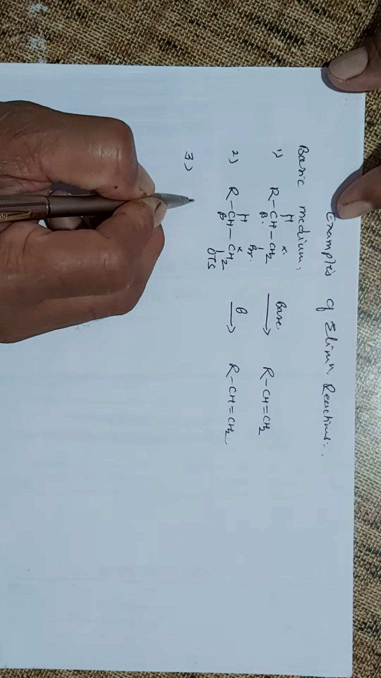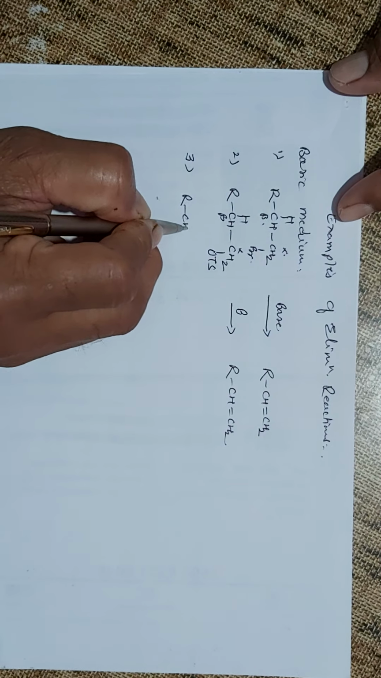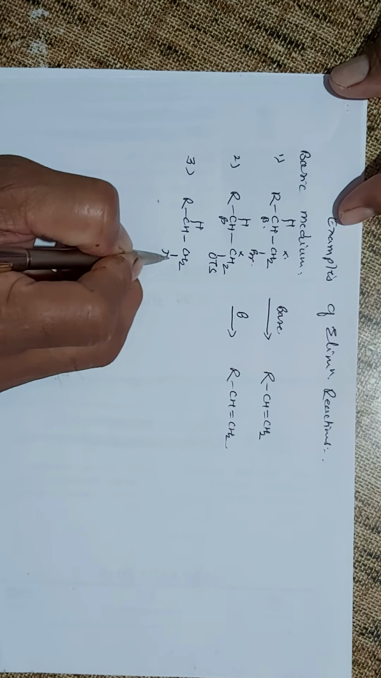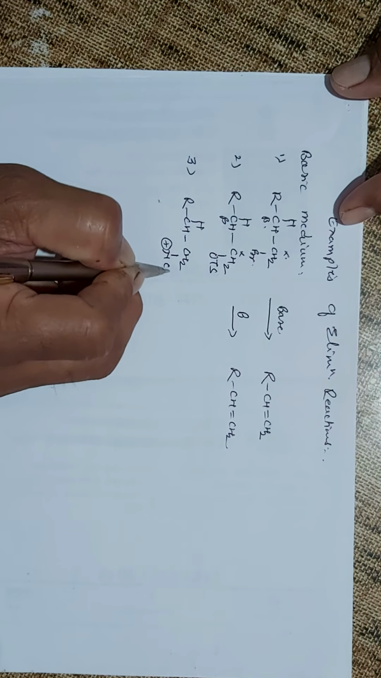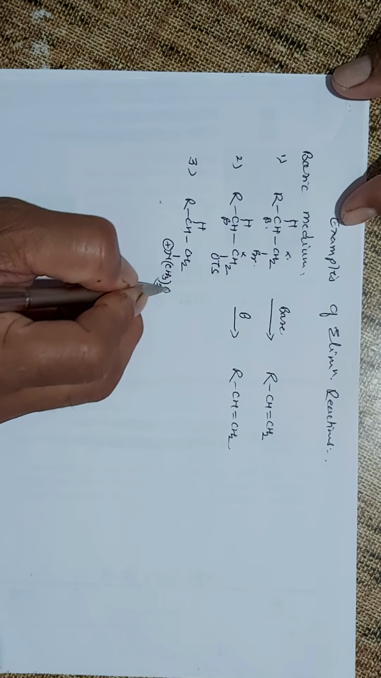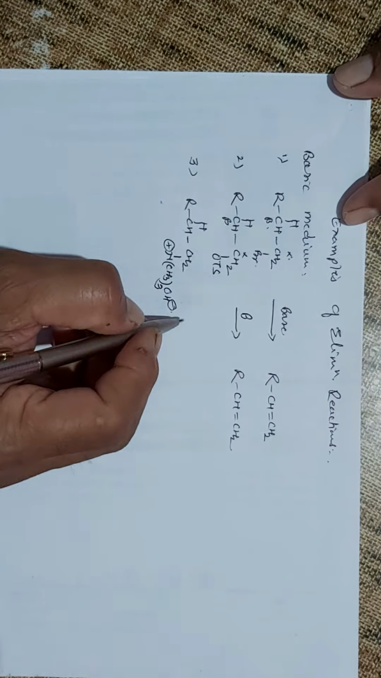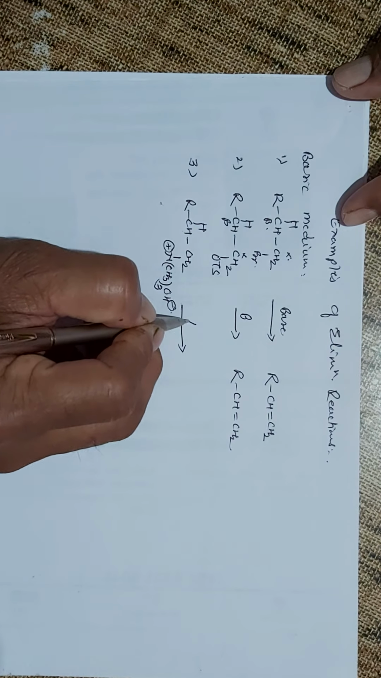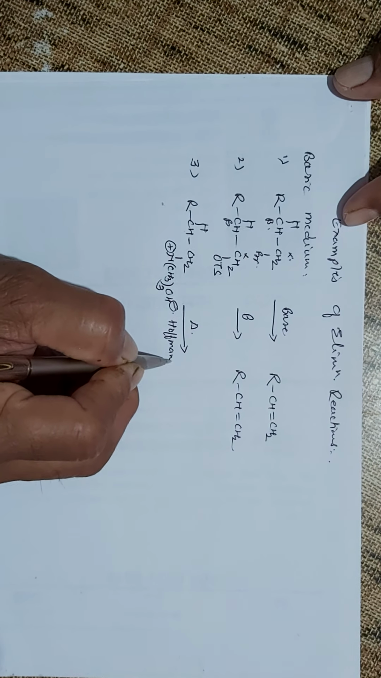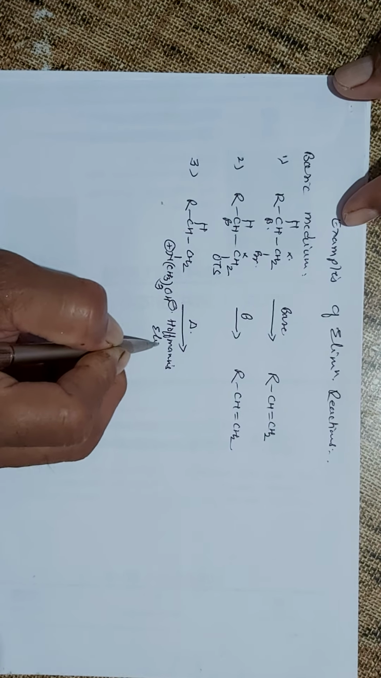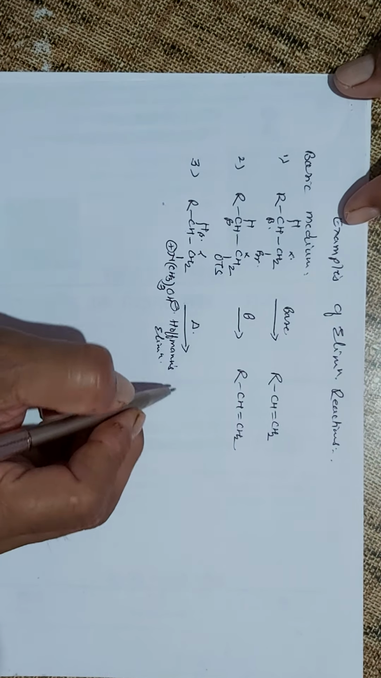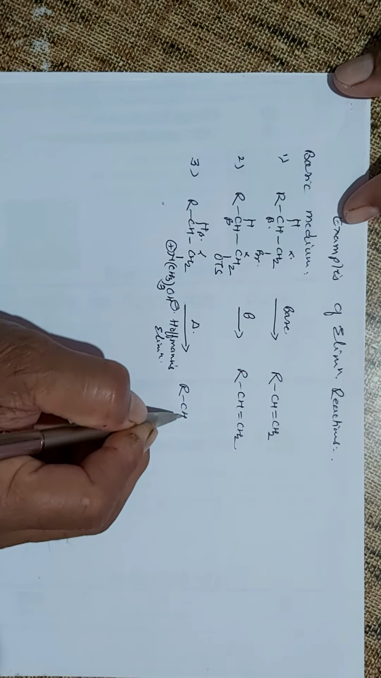Then the next one, here RCH2CH2N+(CH3)3 OH-. Here the beta elimination of the type Hofmann elimination is taking place, because the leaving group, which is present at the alpha carbon atom, is more bulky, and the product obtained is the same, that is the alkene.